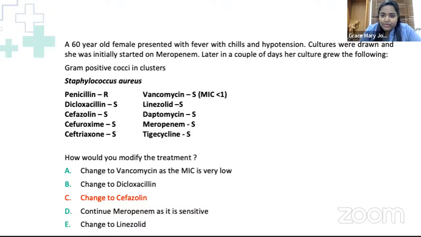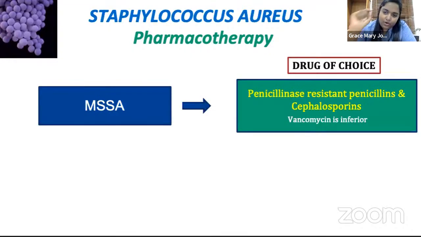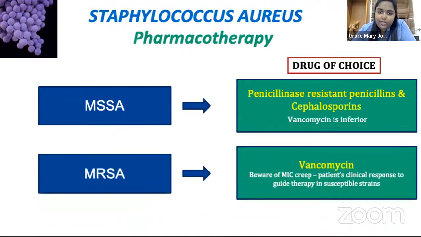All right. So coming to the drugs of choice for various infections, the pharmacotherapy of Staph aureus. For MSSA, always choose your penicillinase-resistant penicillins and your cephalosporins. Vancomycin has been shown by research to be inferior to cefazolin. So for MSSA, even if your patient is on meropenem, on teicoplanin, or on vancomycin, bring it down to a lower generation cephalosporin. It works much better. For MRSA, the drug of choice is obviously vancomycin.